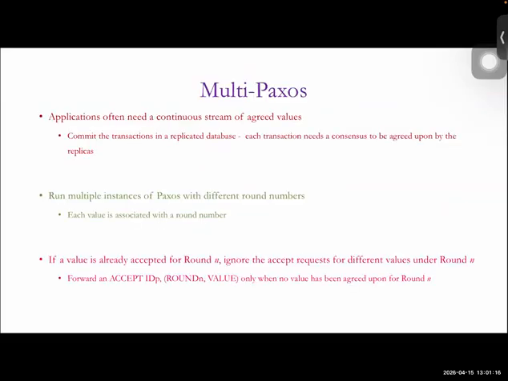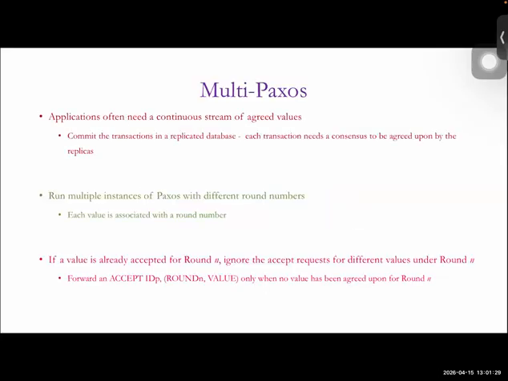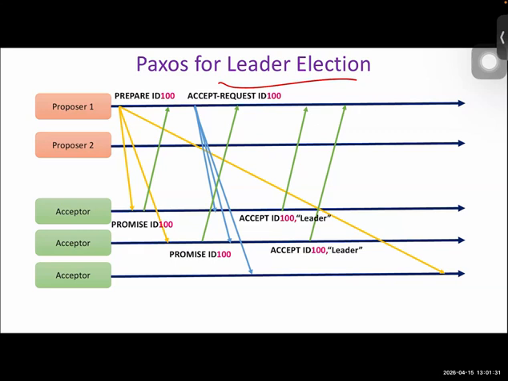So that is the concept of PAXOS. The next one will address another concept called Raft, because PAXOS is a little bit difficult to understand and implement. So in the next lecture, we'll discuss the next consensus algorithm, the Raft algorithm.